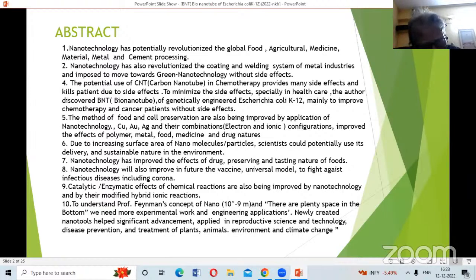The methods of food and cell preservation are also being improved by applications of nanotechnology. Copper, gold, silver, and their combinations, with electronic and ionic configurations, improved the systems of preservation of metal, and finally food and medical aspects of medicine and drug nature. Due to the increased surface area of nanoparticles, scientists could potentially use them to deliver and support sustainable natures of the environment.